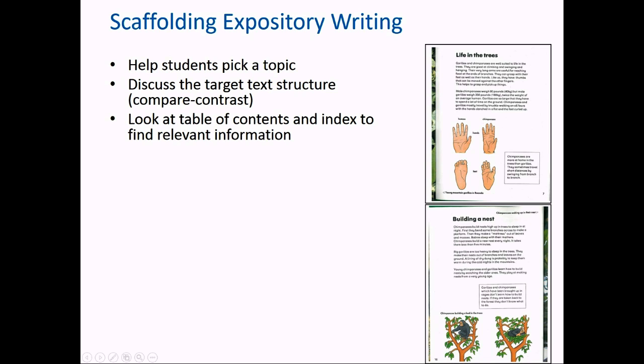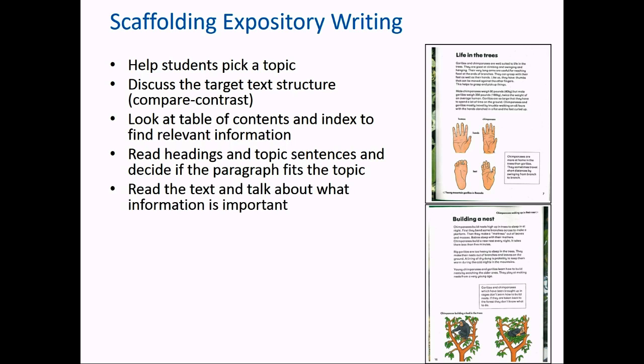We found that by looking at the table of contents and also the index. And so I find that the children, these are older kids now, basically do not know how to use these tools, and they don't know how to use headings and subheadings. So one of the things that we do is just figuring out, once we've got a topic that we want to know more about, we use things like headings and table of contents and index to find the information that we need in order to get a more complete understanding of our compare and our contrast topic.